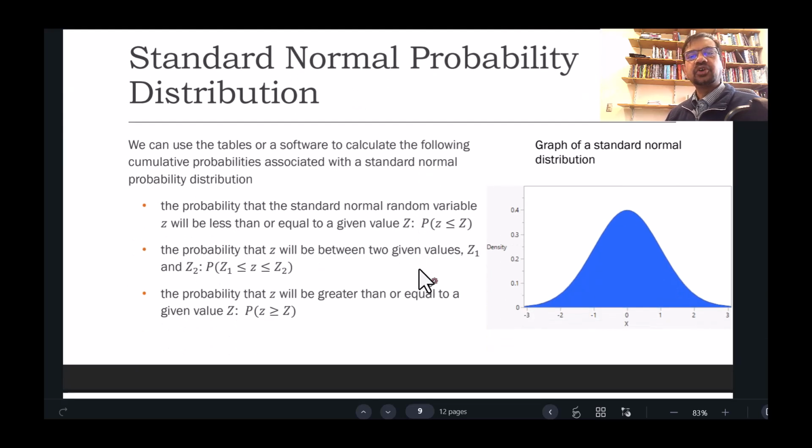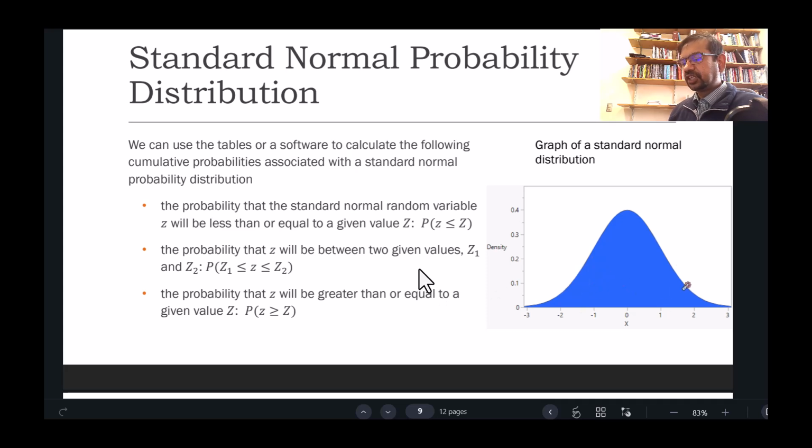What is the advantage of standardizing or converting the normal distribution into its standardized version? We can use tables or software to calculate a variety of cumulative probabilities. Cumulative probabilities are probabilities up to that point. So it is the probability that the variable takes a value less than or equal to the given value. So let's say that our z is over here. The area to the left will give us the probability that our normal variable z takes a value less than or equal to that.